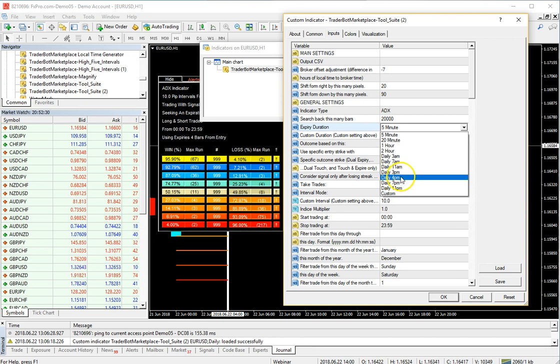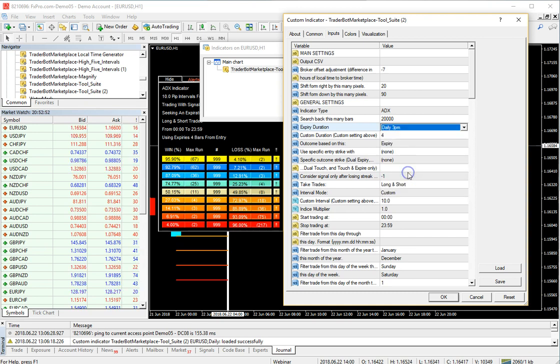Cantor Exchange has a 4 p.m. expiry right here. Now, both Nadex and Cantor Exchange have 1 hour expiries, 2 hour expiries, daily expiries, things like that. Certain assets have 20-minute expiries. Other assets have 5-minute expiries. But you can play around with it and get any expiry that you want. Right now, I'm just going to put it on a 3 p.m. expiry.